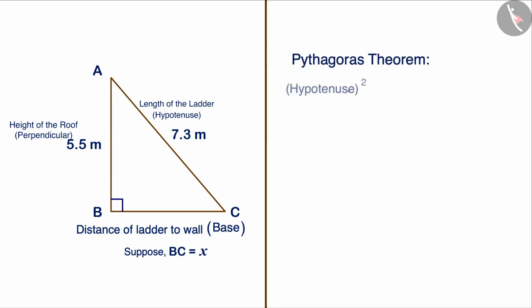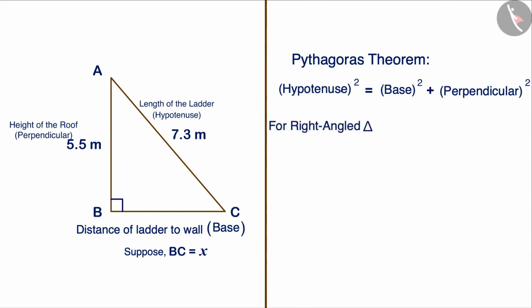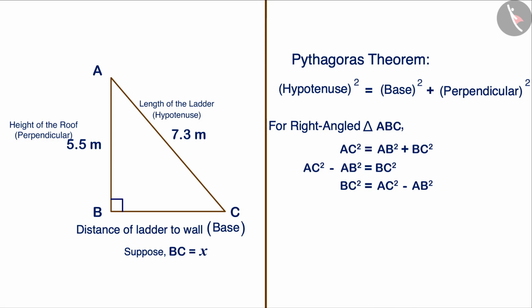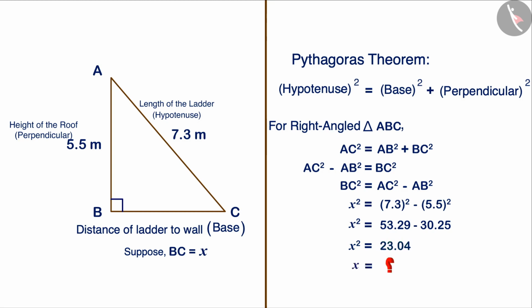According to the Pythagoras theorem, the square of the hypotenuse is equal to the sum of the squares of the base and the perpendicular. For the right angle triangle ABC, we can also write it like this. Substituting the value of all the sides, we get x square is equal to 23.04. But we have to find the value of x. For this, we have to find the square root of the number 23.04.